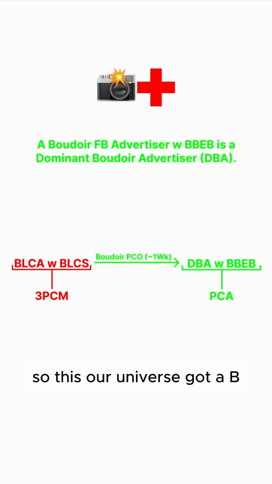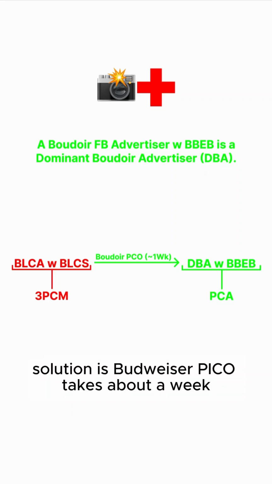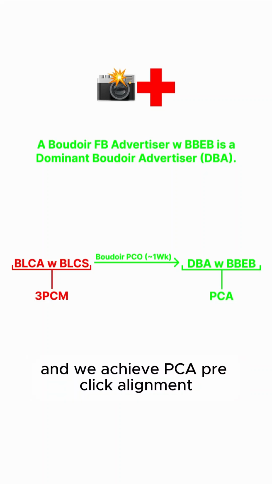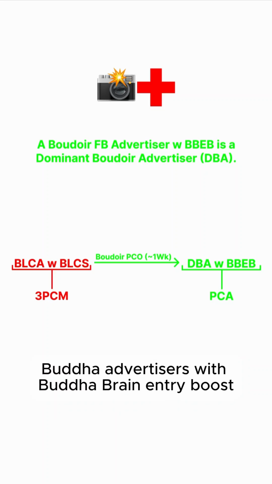So this is our universe. Got a BLCA with BLCS, caused by the 3 pre-click mistakes. Solution is Boudoir PICO, takes about a week. And we achieve PCA, pre-click alignment, and we become dominant Boudoir advertisers with Boudoir brain entry boost.